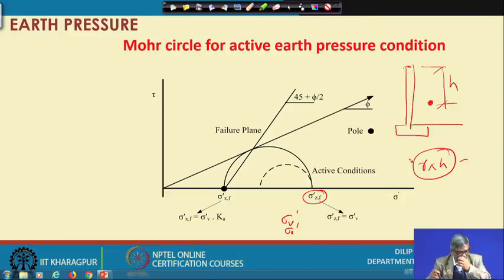Initially at rest condition it is multiplied by K naught, but slowly because of this movement this value will reduce, as I have mentioned before. This was sigma v, this sigma h initially, then it comes here, then here, then here, like that. At failure, suppose this is here. This is the minimum value, this is the maximum value, and they are principal stresses.